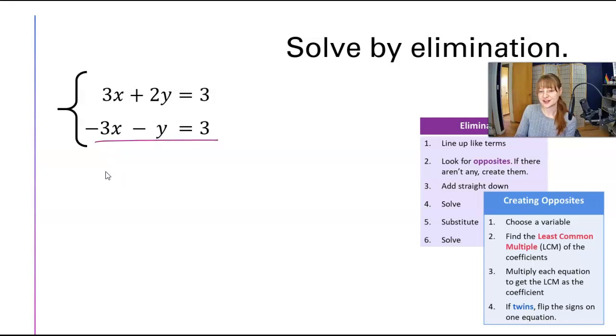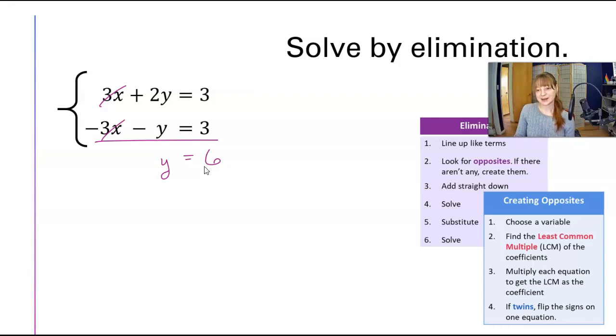So we're going to add this straight down. The 3x and the negative 3x are going to cancel. 2y minus y, so 2 minus 1 is just going to be positive 1y. And then we add the 3's together. 3 plus 3 equals 6. So that's amazing. We didn't even have another step, right? Just the value of y completely fell out of the elimination process.